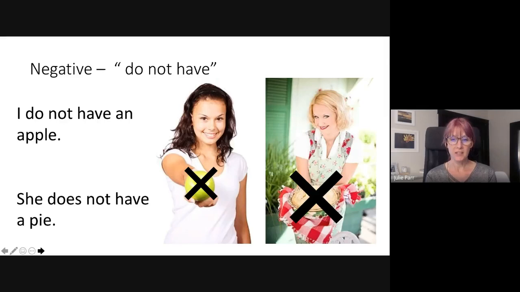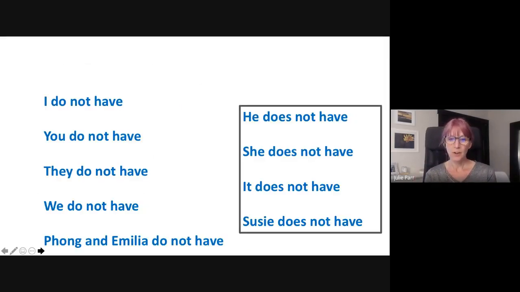This is the negative. I use do not or does not, and then the base word have. Okay? Do not have. I do not have. You do not have. They do not have. We do not have. Fong and Amelia do not have. He does not have. She does not have. It does not have. Susie does not have.